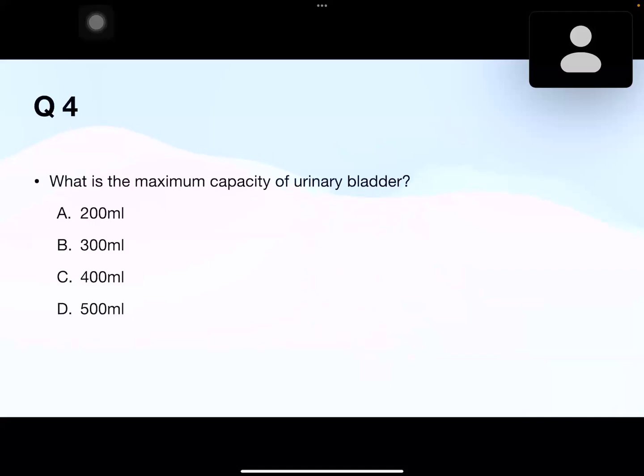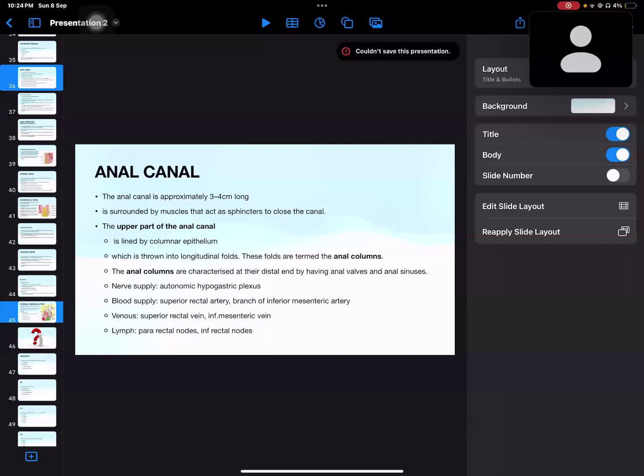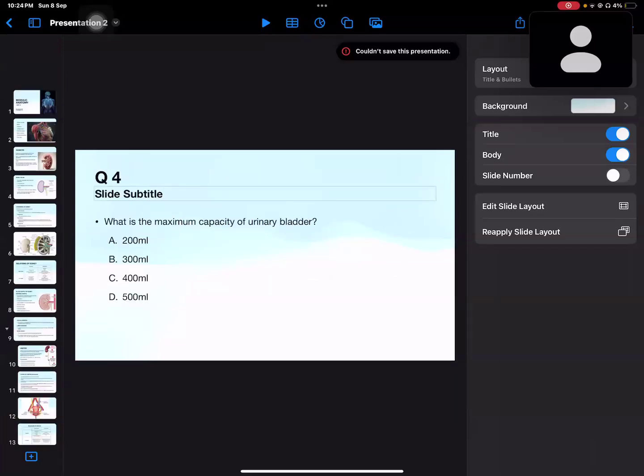Okay, what is the maximum capacity of the urinary bladder? 200, 300, 400, or 500? 500, yes, 500. So this is the question. Let's just add a few brief questions.